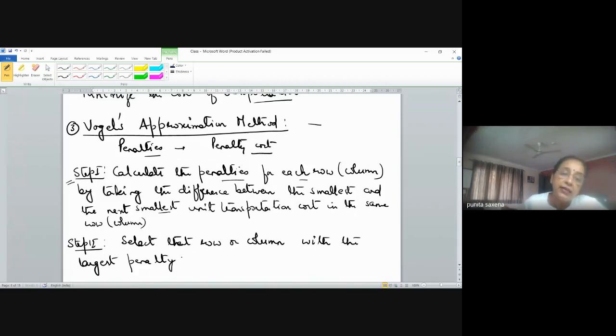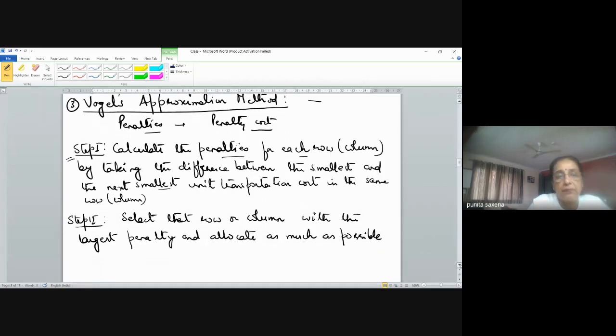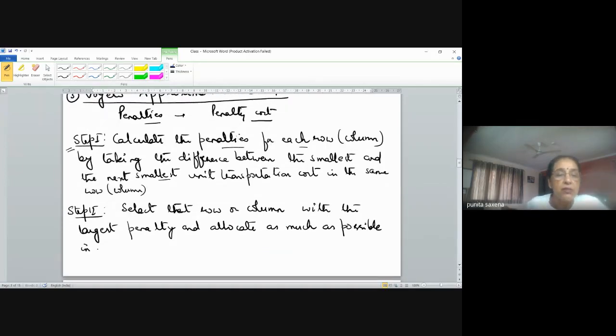नाउ अब ये क्या है कि this will make use of the least cost method also, in the sense that we select that row or column with the largest penalty and allocate as much as possible in the cell that has the least cost. Okay, as much as possible in the cell having the least cost in that selected row or column.